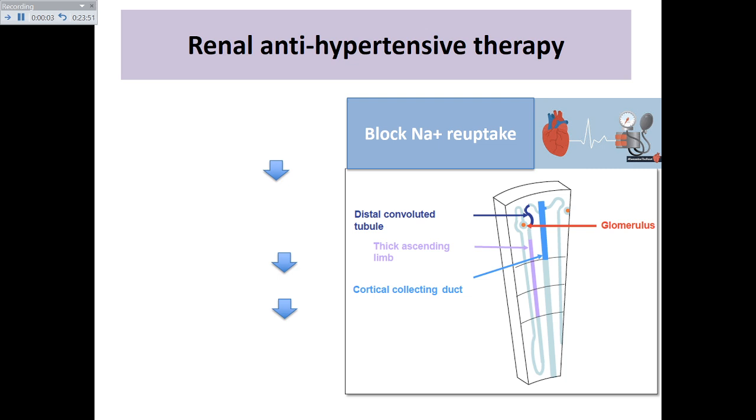Of course, renal antihypertensive therapy, part of them, which are called diuretics, work through targeting these transporters to inhibit Na reuptake.